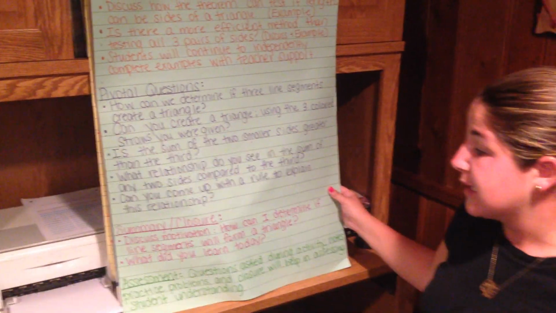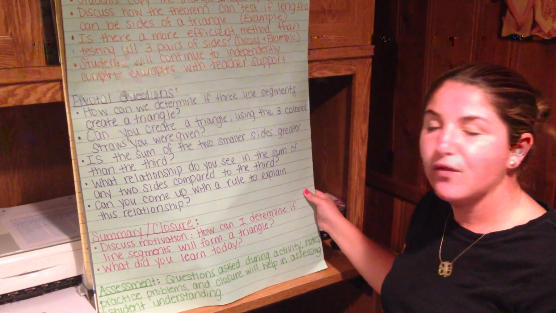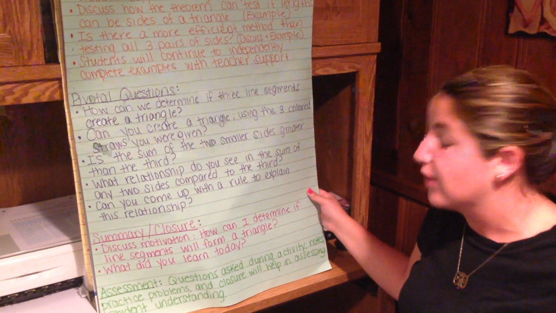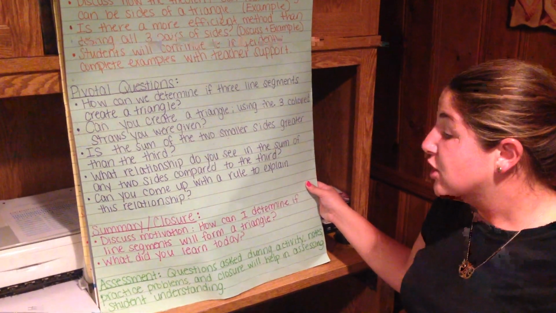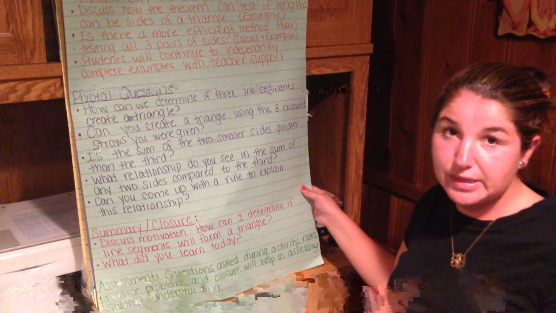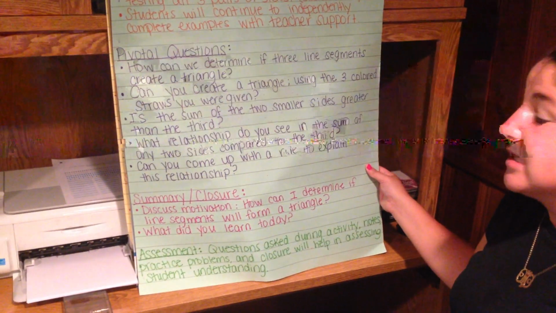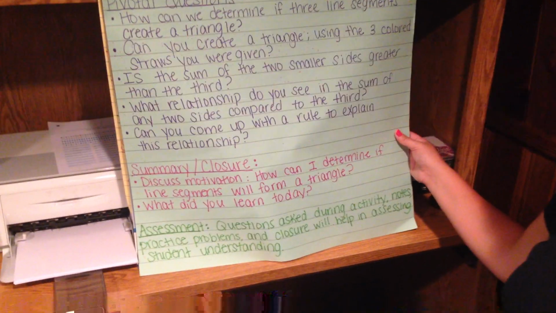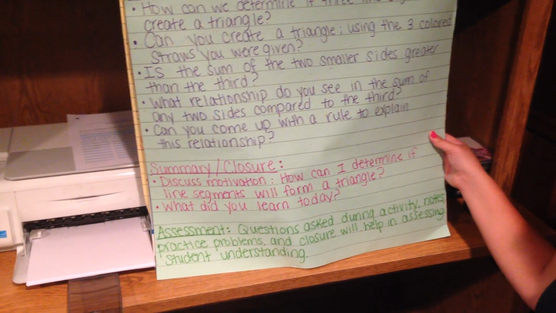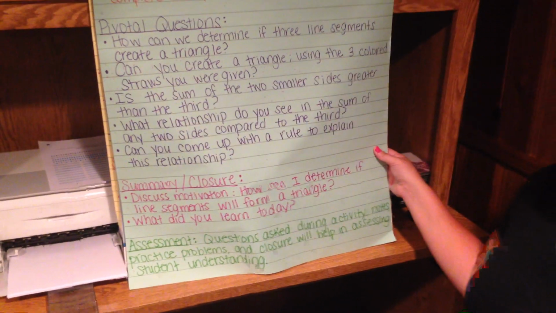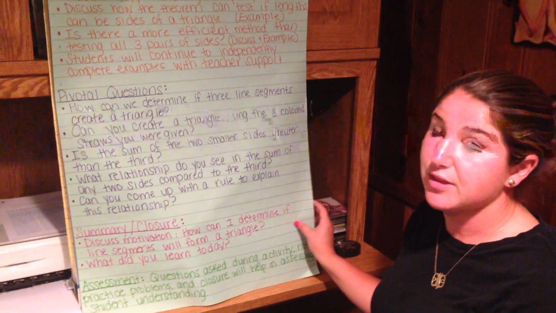As closure and a summary, they're going to discuss the motivation. So how can I determine if the line segments will form a triangle? And just an overall, what did we learn in this lesson today, and have the students generate that information. Assessment is informal, and the questions asked during the activity, notes, practice problems, and closure will help in assessing student understanding of the topic.